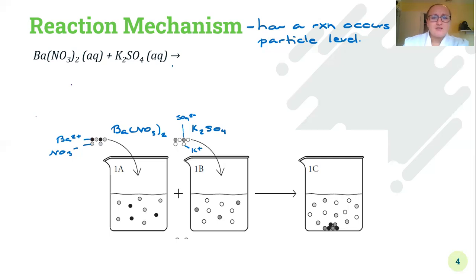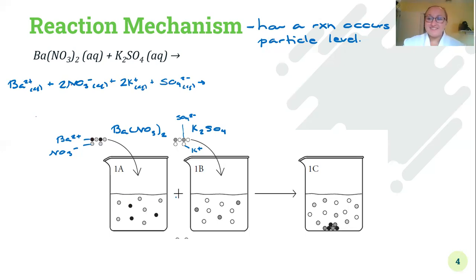So let's rewrite this the way it really exists in solution. We have our barium that's dissociated, our nitrates that are dissociated. I move the subscript 2 to a coefficient because the subscript indicates I have two nitrates. If I were to leave it as a subscript, it would indicate that they're bonded together, and they're not. Plus 2 potassiums and 2 sulfates.